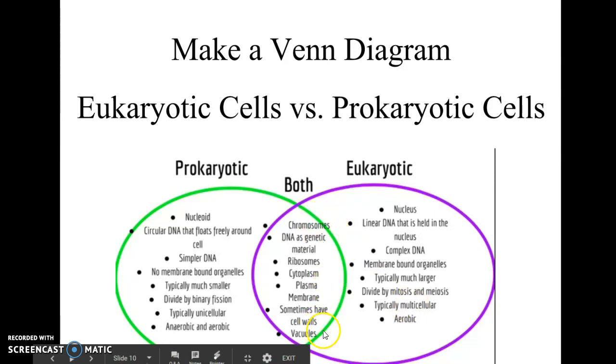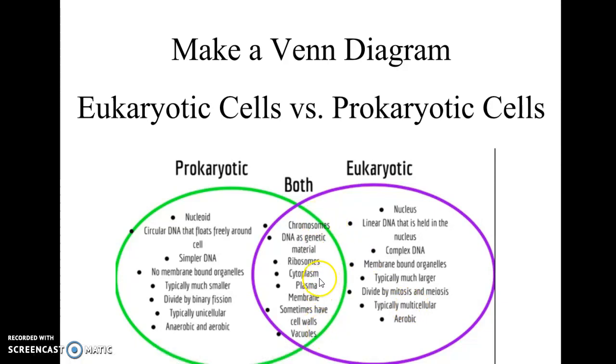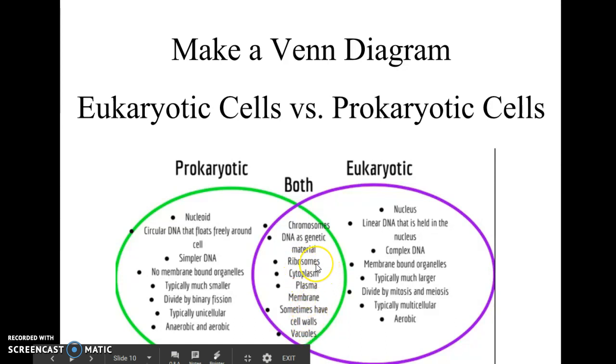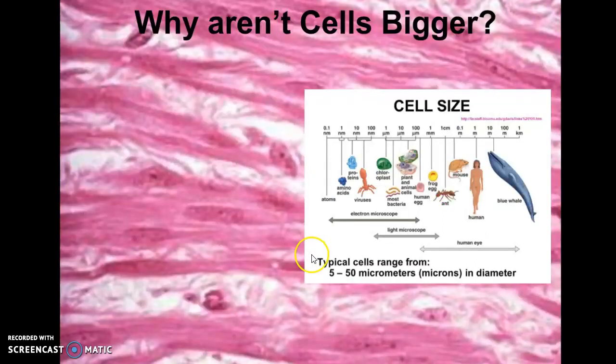And then they both have commonalities, like both have cytoplasm, both have a plasma membrane. Some of them can have cell walls and vacuoles. The ribosomes are in both, but they're slightly different, and they both have genetic material. So if you want to take a second to write these down, you can.